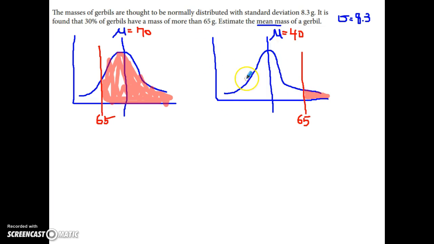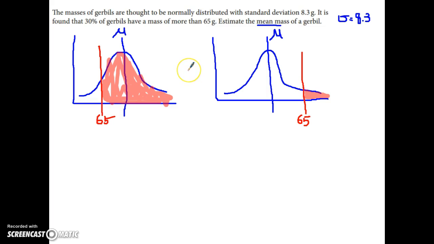Now, I've shown you two scenarios where in both cases I don't know what my mean is. So let me erase them. In the first scenario here, I'm assuming that my mean is a value higher than 65. In the second scenario, I'm assuming that my mean is a value less than 65. Now, which one is the right scenario? Which sketch is the right one?